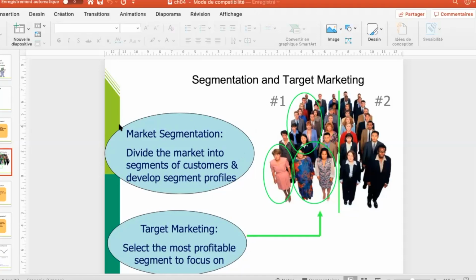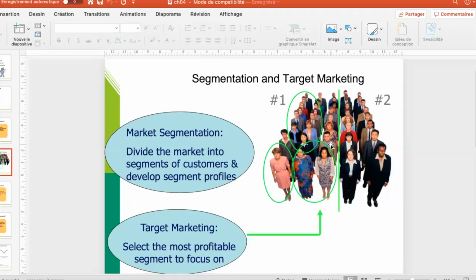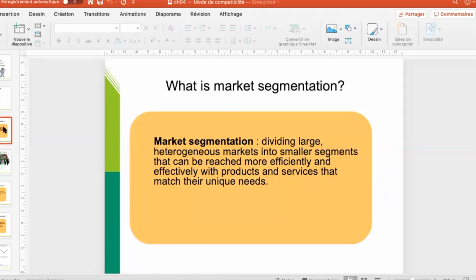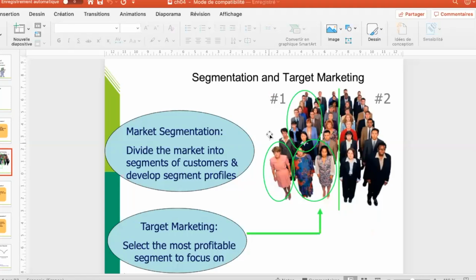Once you have divided this market, you are practicing target marketing, or targeting, which means that you select the most profitable segments to focus on. For example, women between 41 and 50 years old might be the most profitable segment. So for these reasons, you will develop adapted products for these targets. I'll come back to my definition. So you divide large heterogeneous markets into smaller segments to more efficiently market products according to their needs. Instead of focusing on the overall market, you focus only on one or several segments.